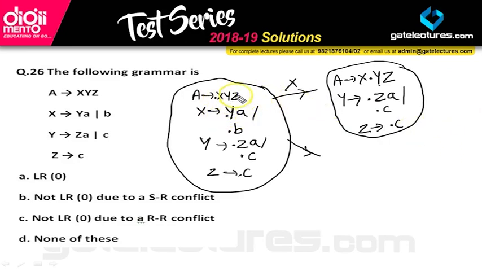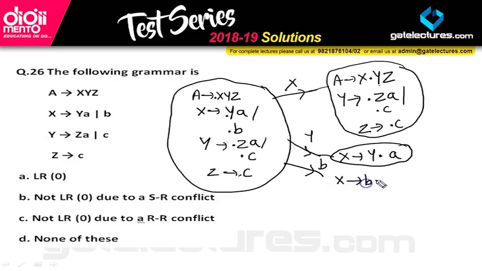So I have defined this one for the X. Let's define it for the Y. For Y, it will go like X derives Y dot A, and there the dot is in front of a terminal, so no need to proceed further. Now I have defined it for Y also. Now let's define it for the B. So it is X derives B dot. This is a reduction here, but it is all alone, so not a problem over here.